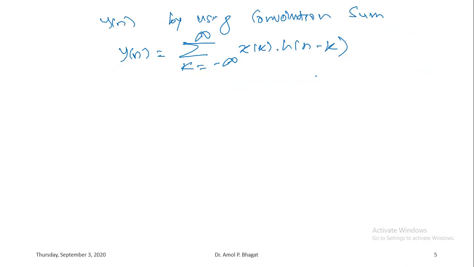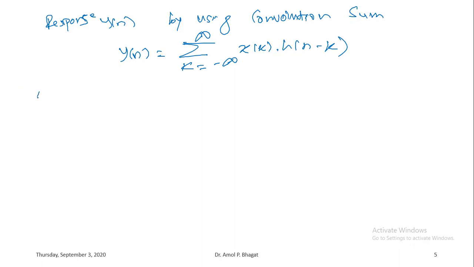But computing the response y of n by using convolution sum. We are computing the response of the system by using the convolution sum. The convolution sum formula is y of n equals summation k equals minus infinity to infinity x of k into h of n minus k. So it comprises various operations. Basically it involves 4 steps.